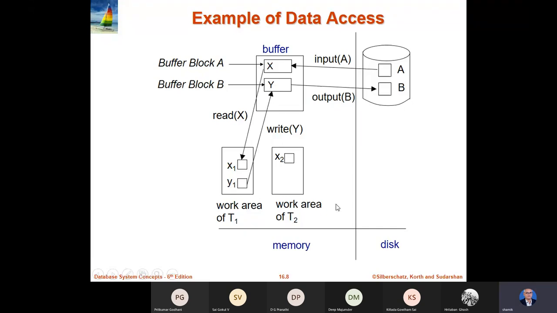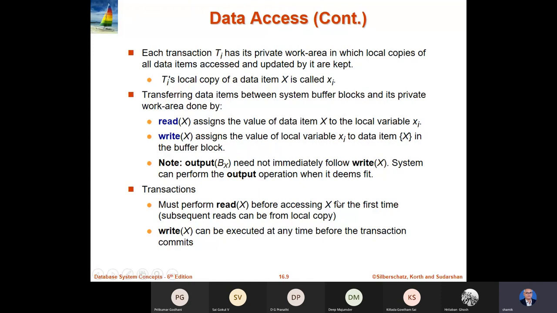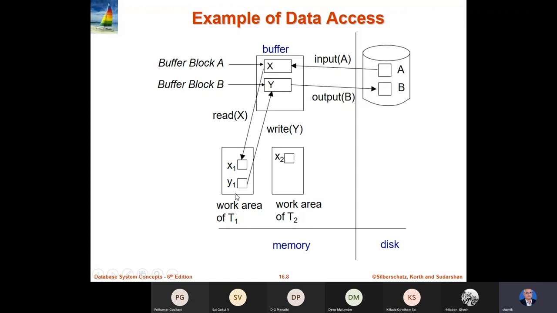Now, something that we need to understand, and this is very important, is that when a transaction writes the value of Y1, Y1 gets written to the corresponding buffer block, in this case buffer block B, which has Y. Once it is written to the buffer block and we get a commit of the transaction, we are good. It means that from the transaction point of view, the data has been committed. But indeed, this is very important: it could mean the data only got written in the buffer block. It has not yet been flushed to the disk block with an output B operation.